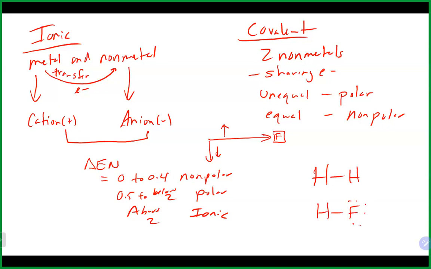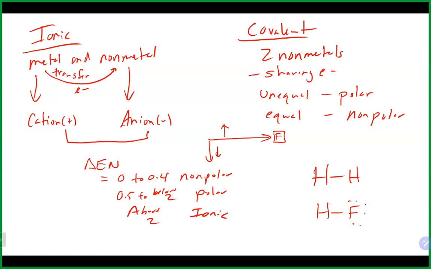Cations are positively charged ions as a result of losing electrons. So they become positively charged. They have more protons than electrons. Anions are nonmetals that gain those electrons. So now they have more electrons, negative charges, than protons. And that's why they become negatively charged.